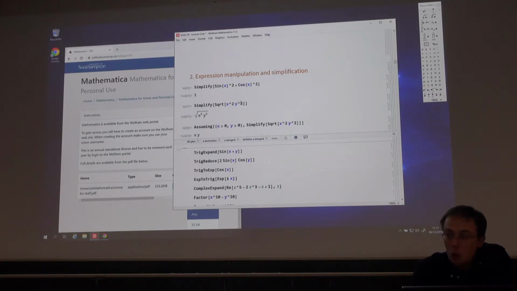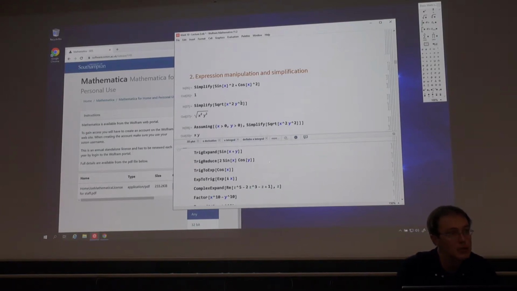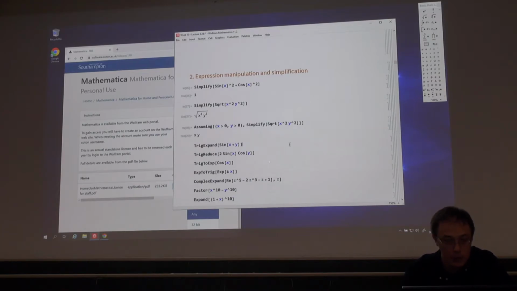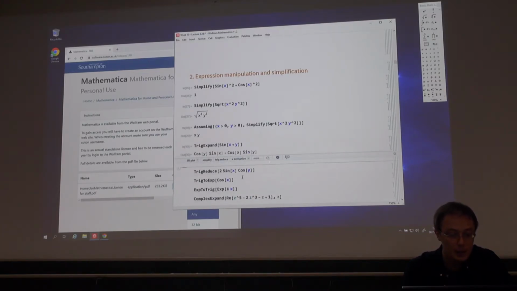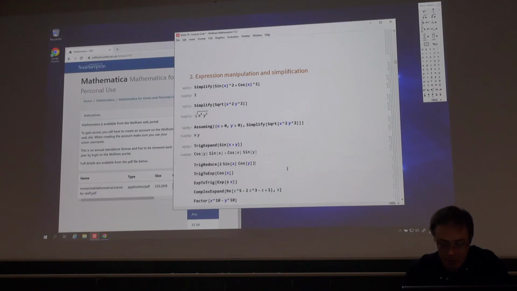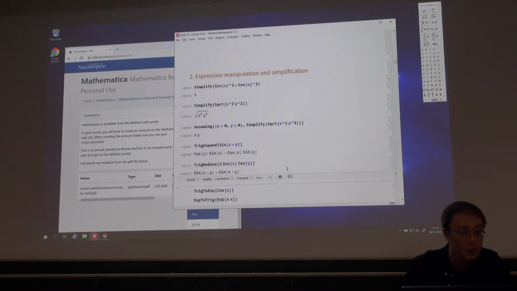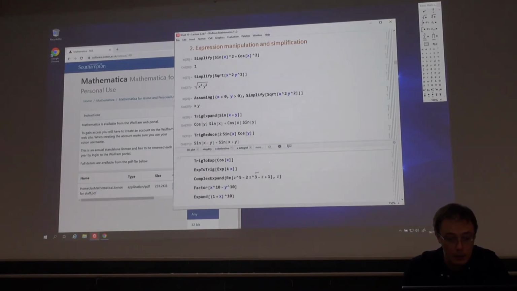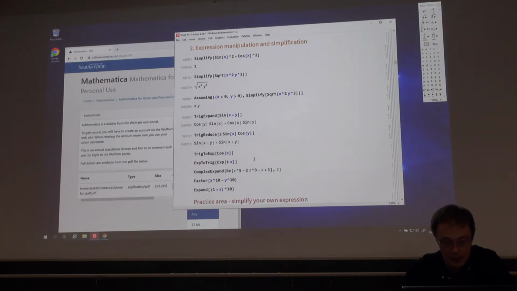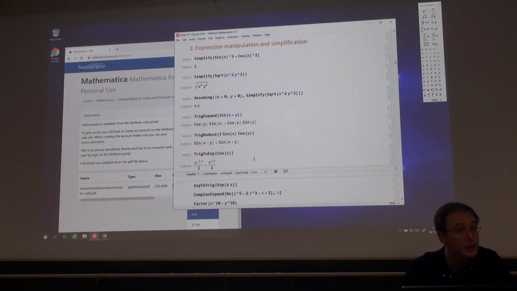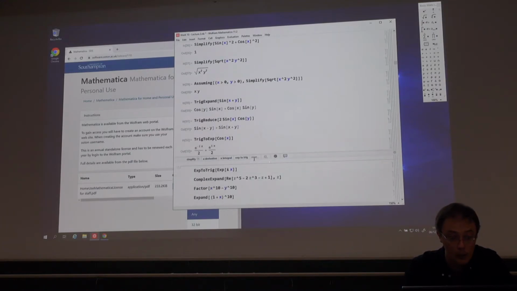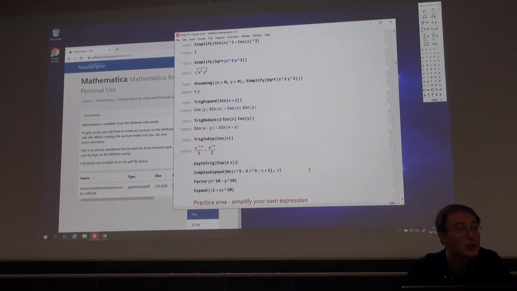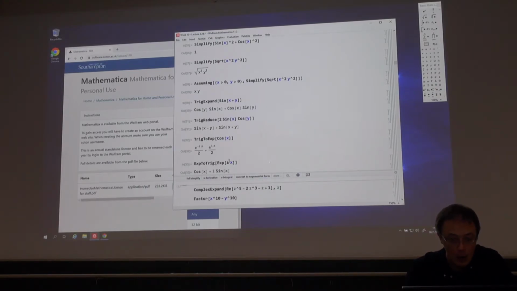So in some cases it would decline to simplify things because you haven't given sufficient information for the simplification to be possible. Expanding trigonometric expressions, so into the standard products, or if you have a product, reducing it back into individual trigonometric functions, converting cosines and sines into complex exponentials, Euler's formula, converting complex exponentials back into sines and cosines. x to the 3. There you go.